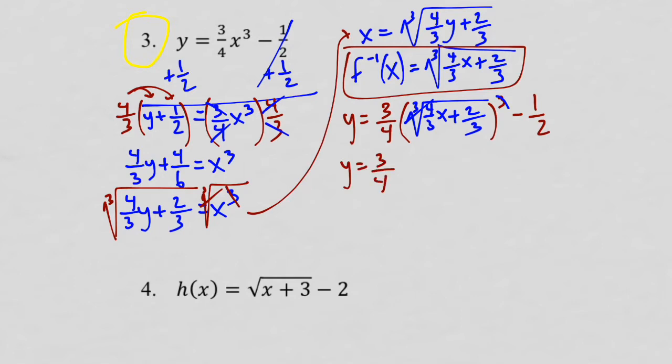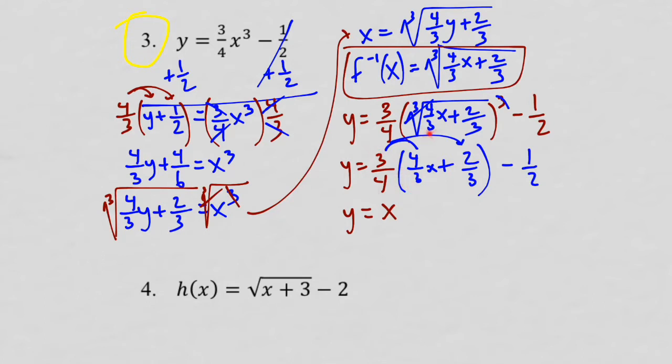That's that same 3 over 4 that we have right here, this one. And then the radical is gone and the cube is gone. So all you have in there is 4 over 3x plus 2/3. And then minus 1/2. To simplify it, I'm going to go ahead and distribute like that. So y equals 3 over 4 times 4 over 3. That's 12 over 12. That's just x, right? Think about it. 3 times 4, 4 times 3, 12 over 12. They basically cancel out. That's just x.